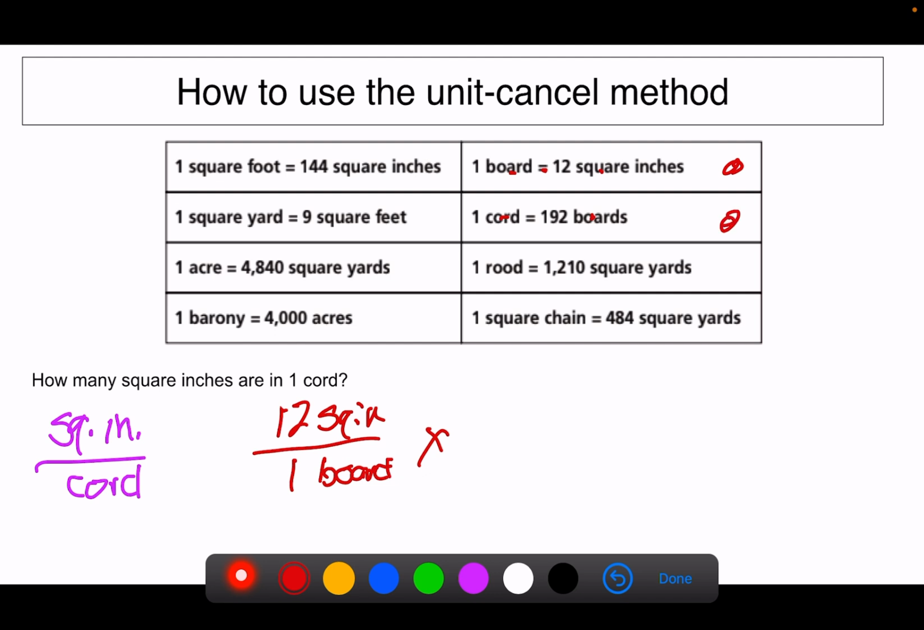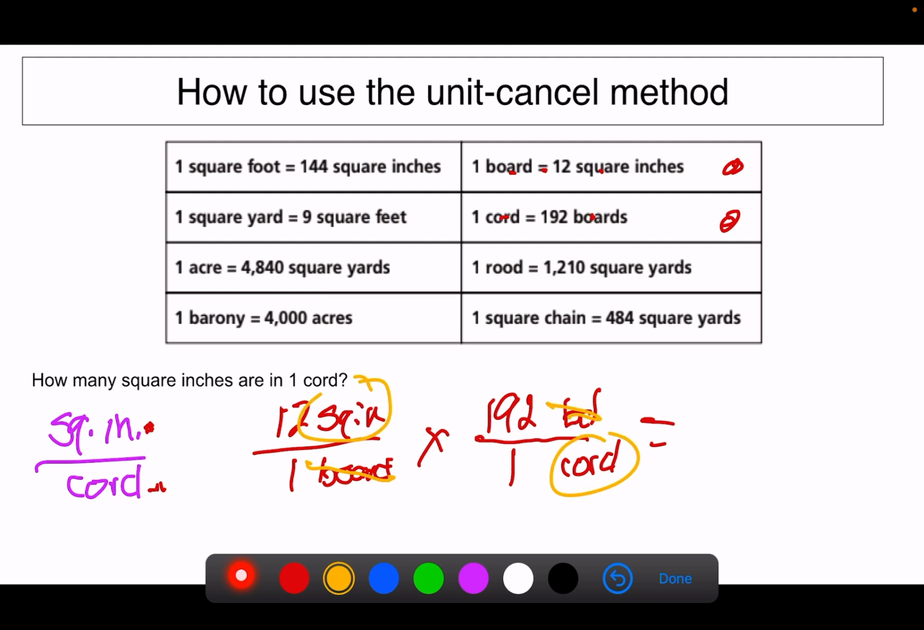That's going to be times. Now I want to get rid of boards, so I'm going to put boards up top, BD, and I want cords on the bottom. I know that because I wrote it over here to figure out. So 192 boards per one cord. How did I know that? I looked right here. Now I do the math. Let's make sure we cancel. We got this one canceled, we got that one canceled, leaving me with square inches and cords, just like I wanted.